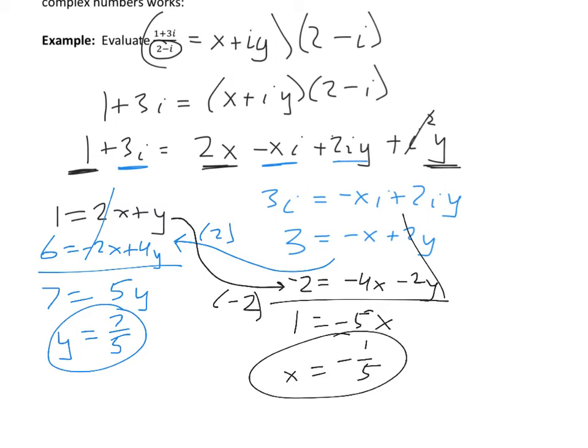So now remember, we were trying to answer a very specific question here. We wanted to know what 1 plus 3i divided by 2 minus i was. Well, we just found what x and y were. This thing is negative 1/5 plus 7/5 i.